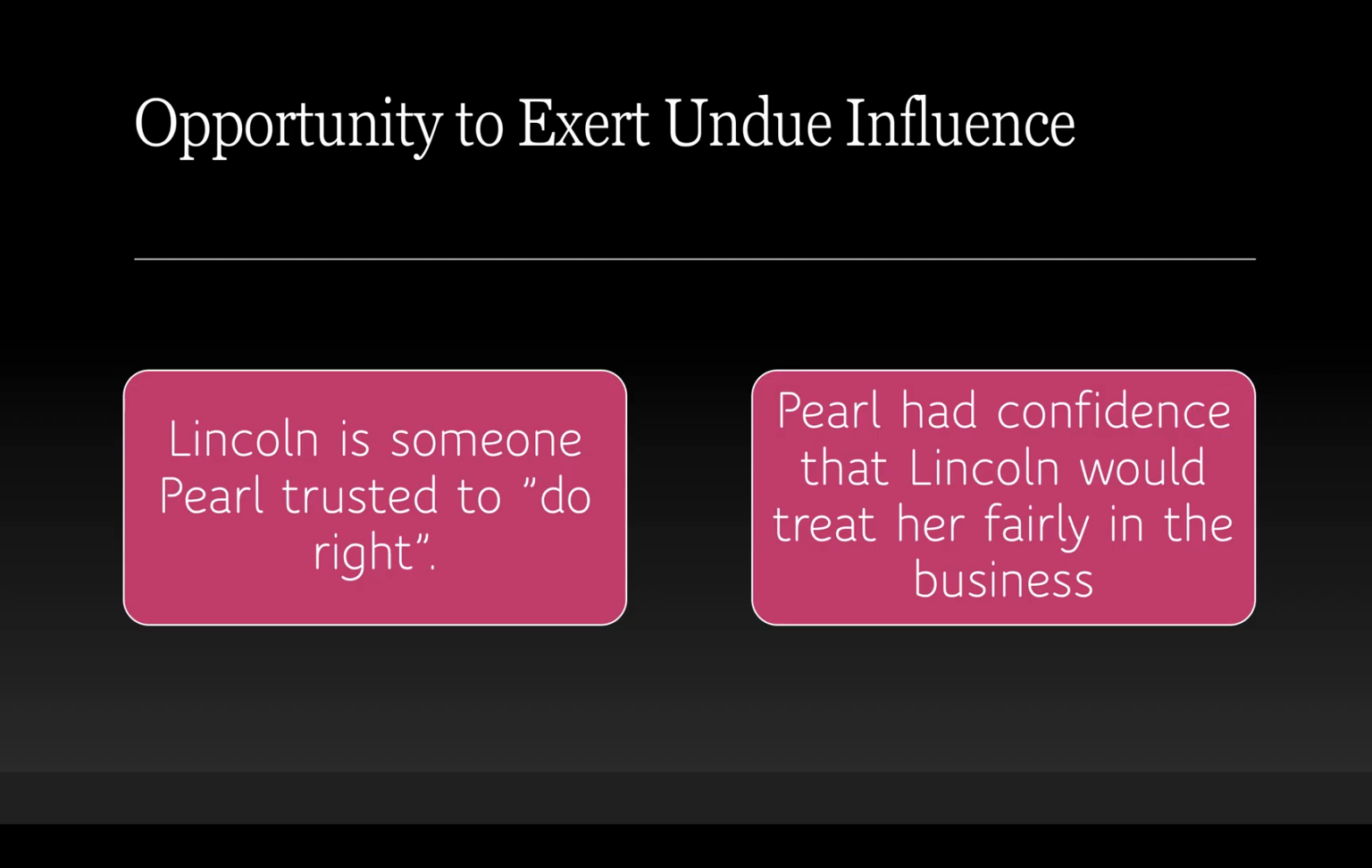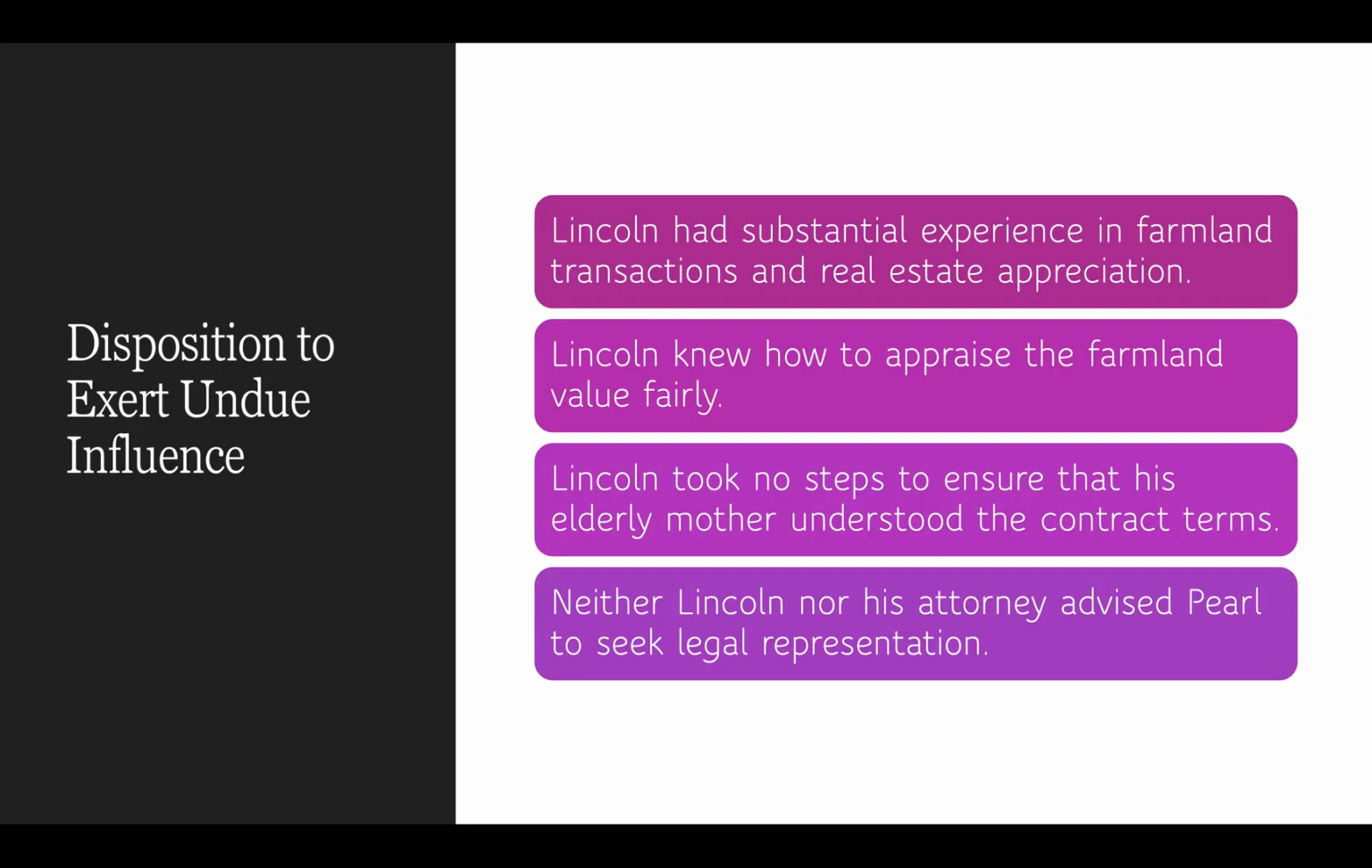And the next one is the opportunity to exercise undue influence. Lincoln and Pearl had been living together for almost 8 years, up until 1989. So Lincoln is someone Pearl trusted to do right, and Pearl had confidence that Lincoln would treat her fairly in the business.